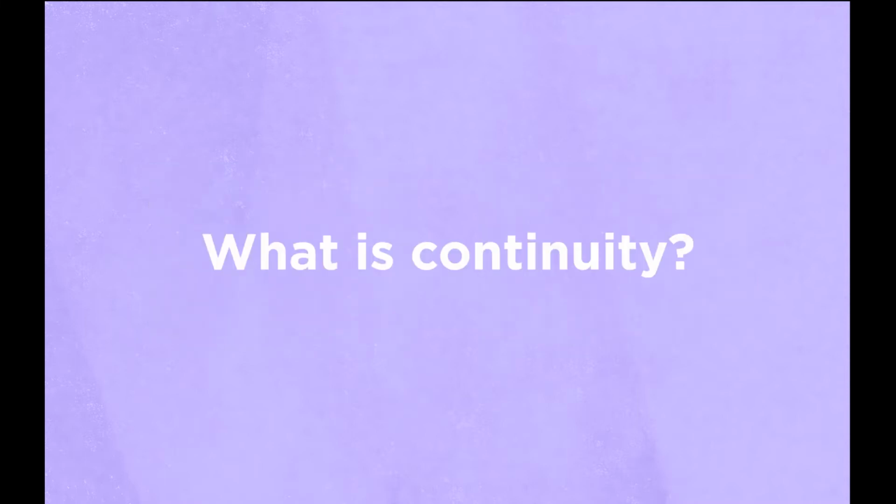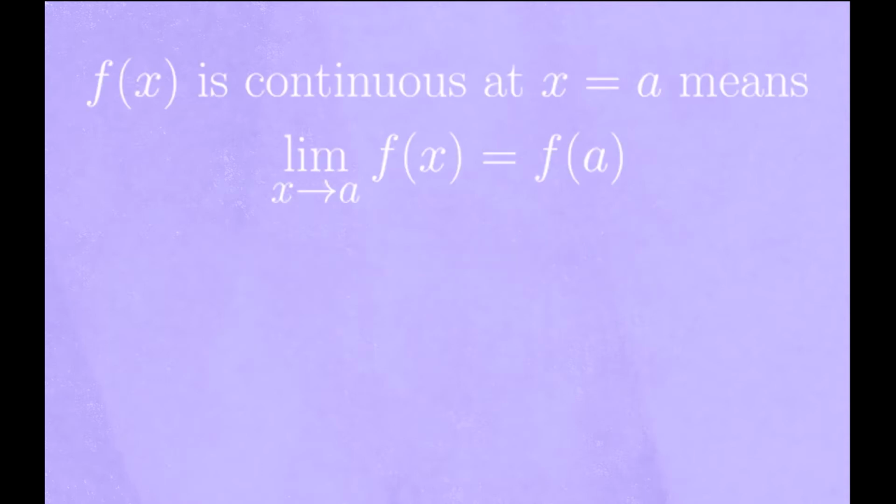Like Justice Potter Stewart, you may be able to look at a graph and determine whether it is continuous, but you might not be exactly sure how to describe the property mathematically. Using the language of limits, however, we can express continuity precisely. A function f of x is continuous at the point x equals a if the limit as x approaches a of f of x equals the value of f at a.